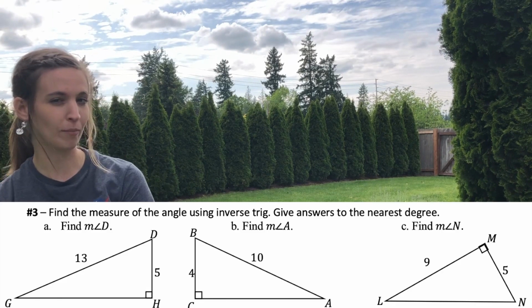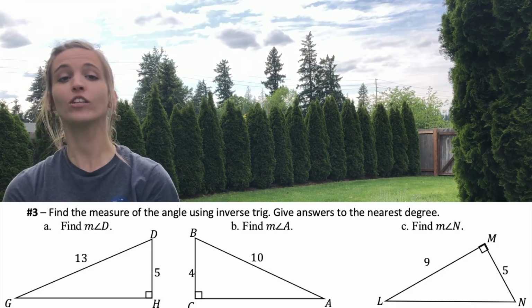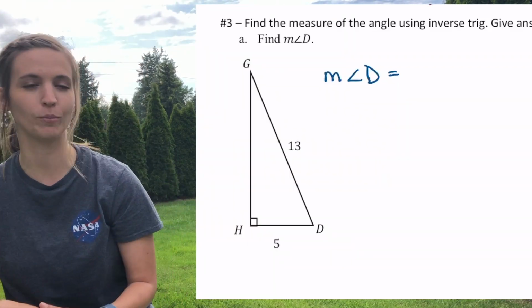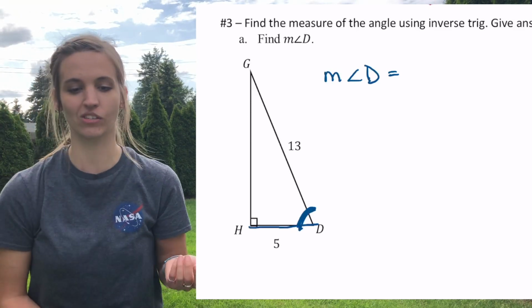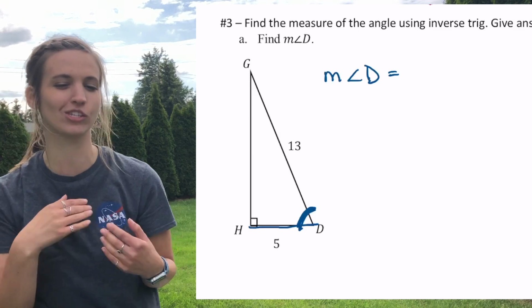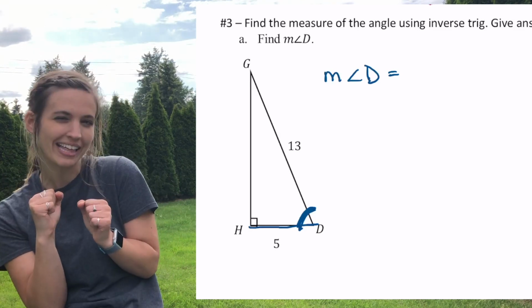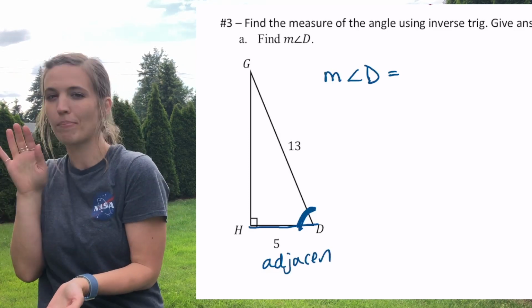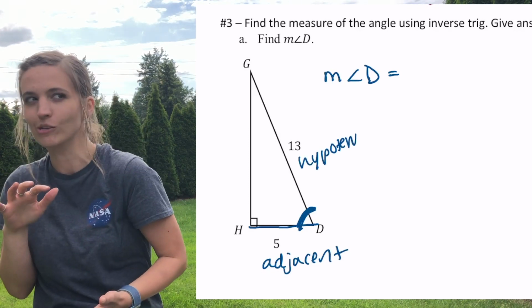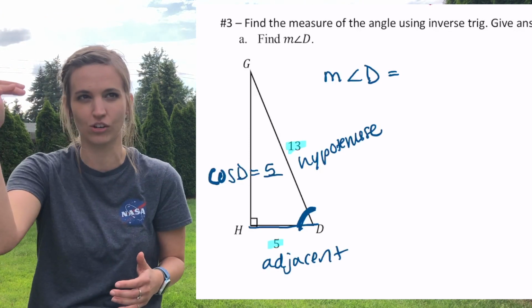So now we're going to find the measurement of missing angles given some information about a right triangle. For this first triangle, I want to find the measurement of angle D. I know the side DH is 5 and the hypotenuse is 13. If I sit at angle D, I know the adjacent side and the hypotenuse side. Adjacent, hypotenuse. Well, that's usually cosine, adjacent over hypotenuse.